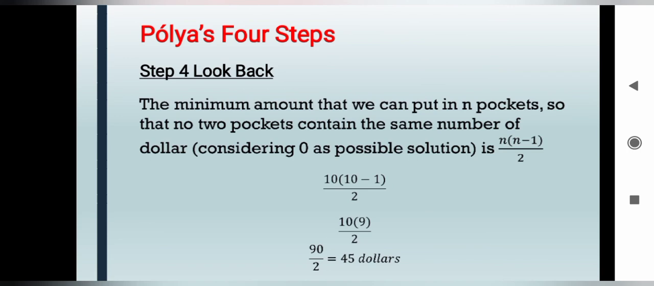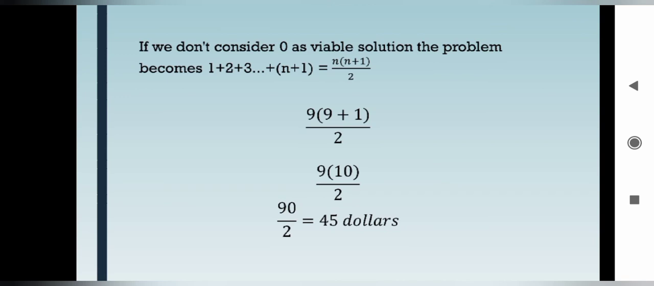Mag-start siya sa 0. So, for example, yung first packet, wala mo ng karga, 0 amount. And then, the second packet, may $1. Third packet, $2 until the last packet. If we don't consider 0 as viable solution, syempre, wala na yung 0. So, puro natural numbers na lang siya. So, yung pinakita kong formula kanina, yun na yung gagamitin. Still, $45 pa rin naman ang minimum amount na pwede mong mai-distribute dun sa 9 different packets.